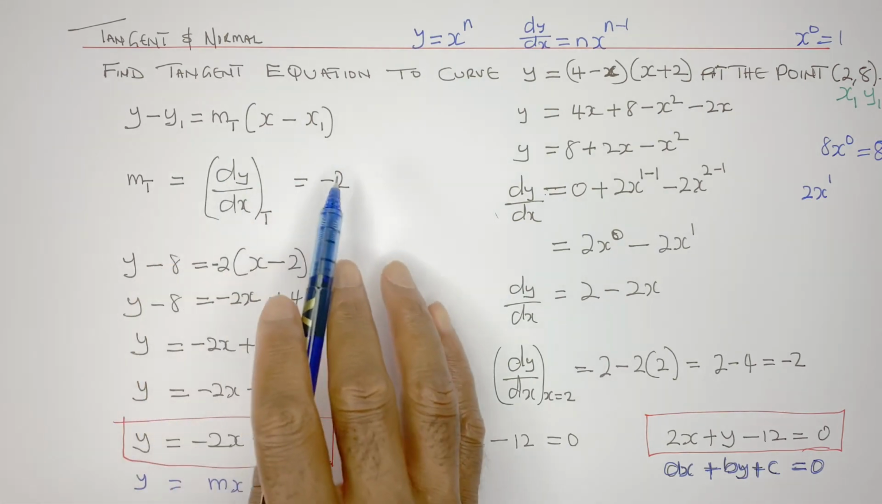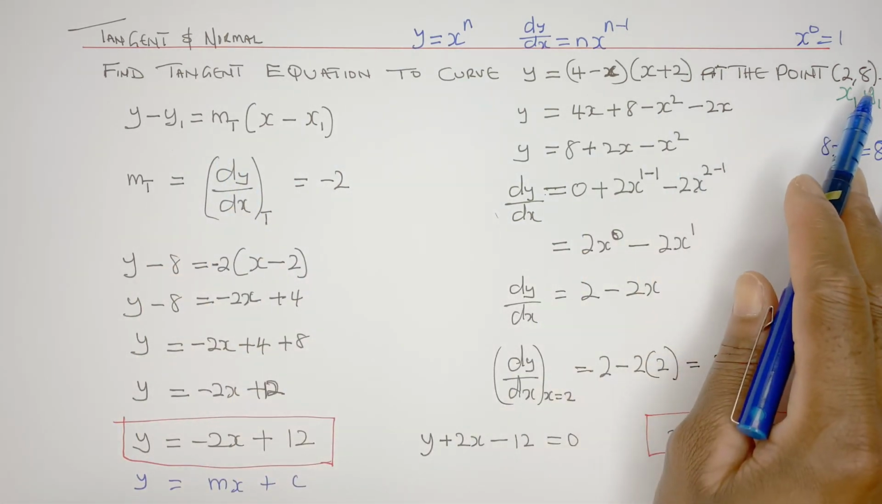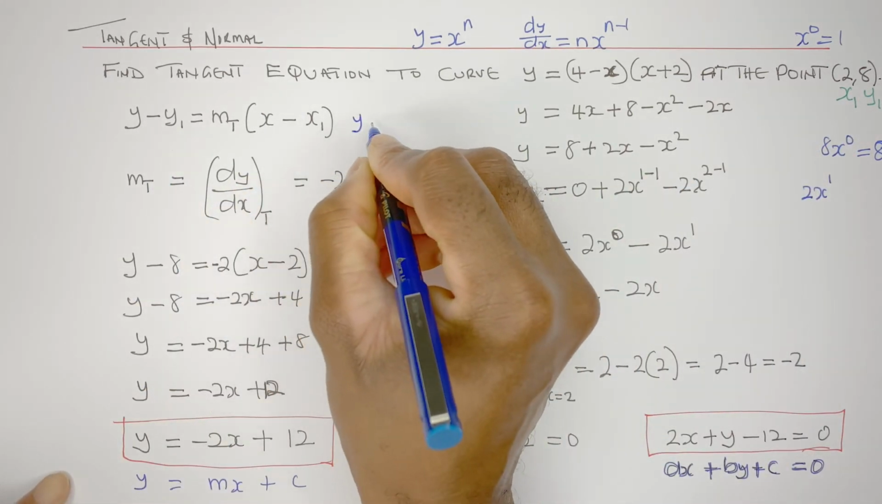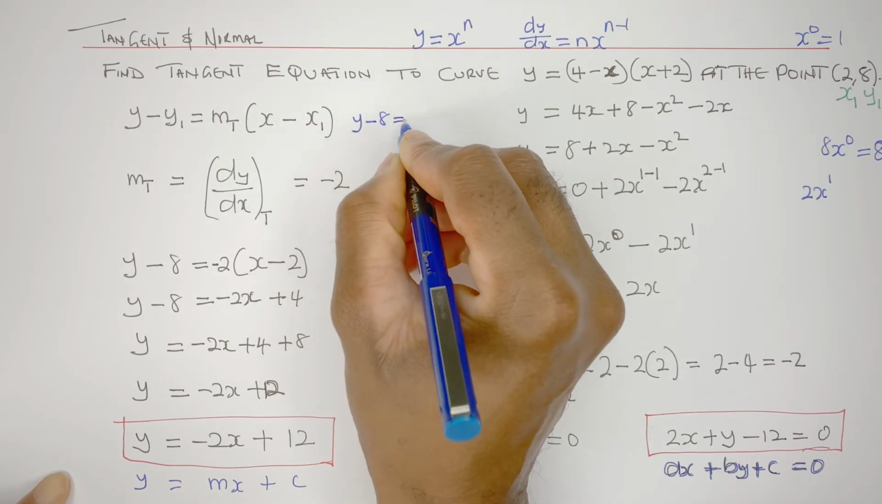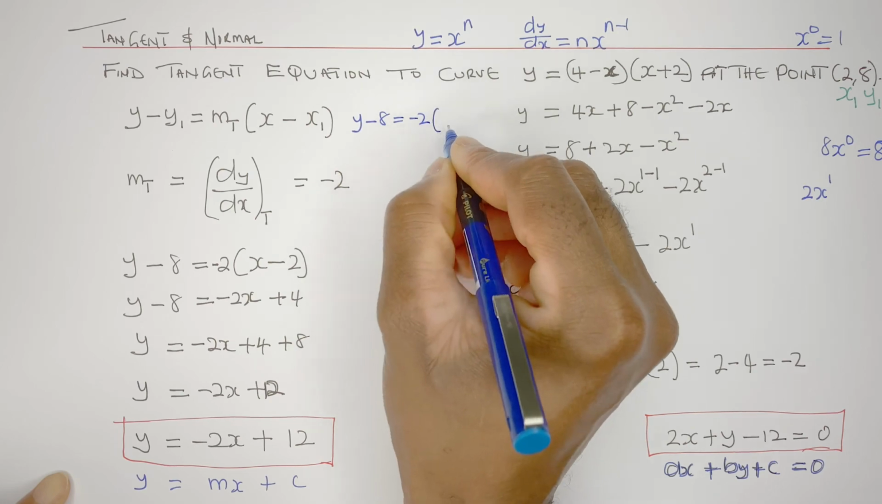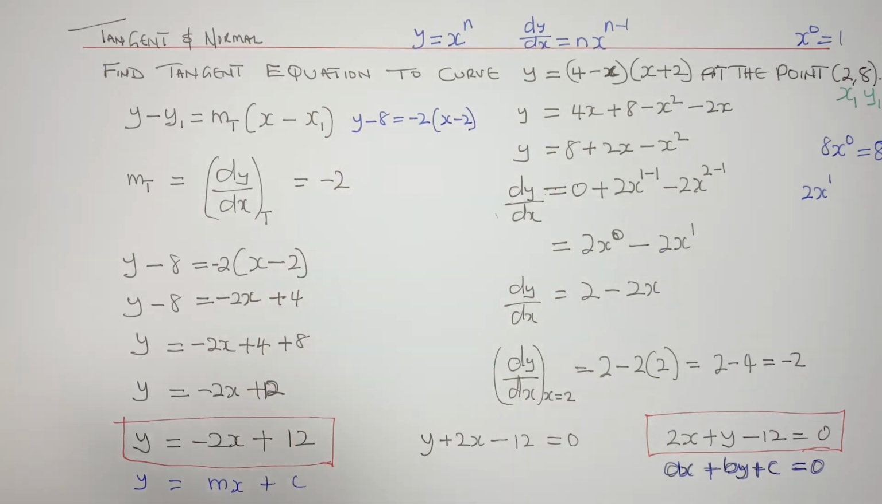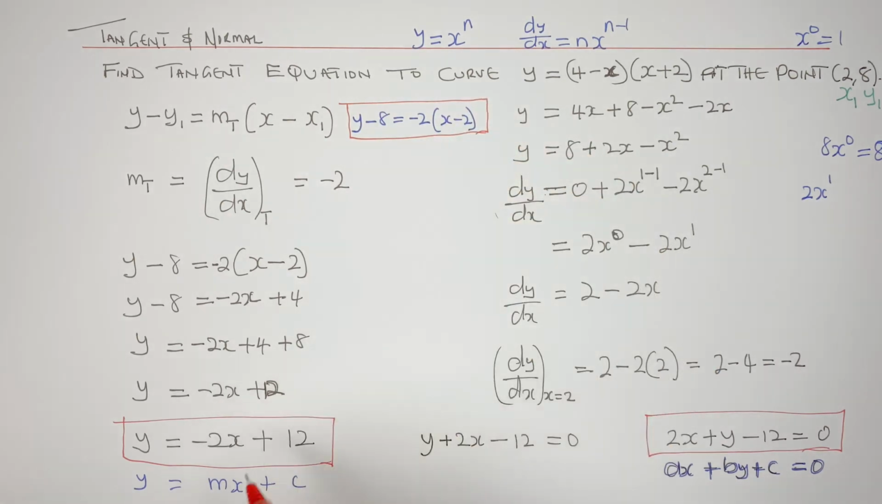So you just put your minus 2 there, and then you put y minus 8 equals minus 2, open bracket, x minus 2. So you could be asked to write it like that. All three ways are possible. Read the question carefully before you finish your answer.